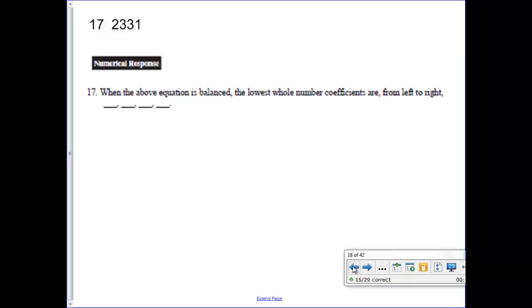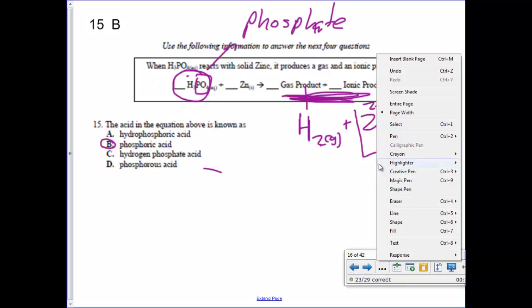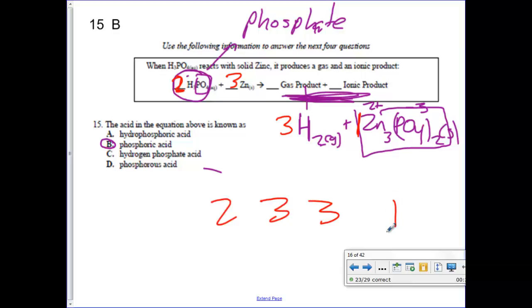Last one, you need to then balance the equation. So I'm just going to go back to the original equation and try balancing it now. I believe you need to put a 2 here, a 3 here. That gives you 6 of those, and then a 3 here. And then that means this guy needs to just have 1. So the right answer for the next one should be 2, 3, 3, 1.